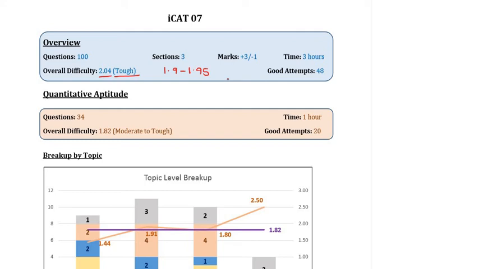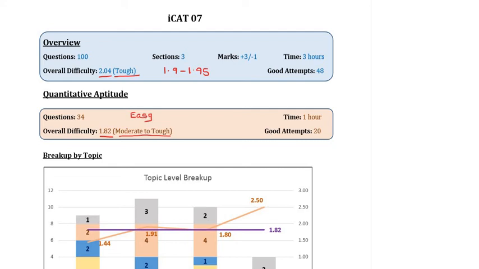We saw earlier that the verbal ability section was extremely tough, whereas the DILR section was more or less at par with the actual CAT. We now draw our attention to the third section, that is quant, and we observe that the average LOD per question here is a little above 1.8. And that is why we have classified this section as a moderate to tough section instead of an easy section that we normally have in CAT.